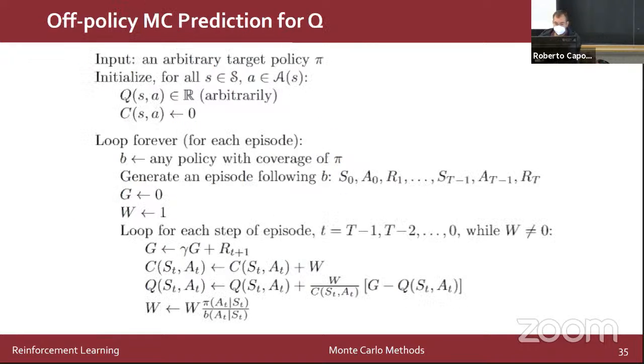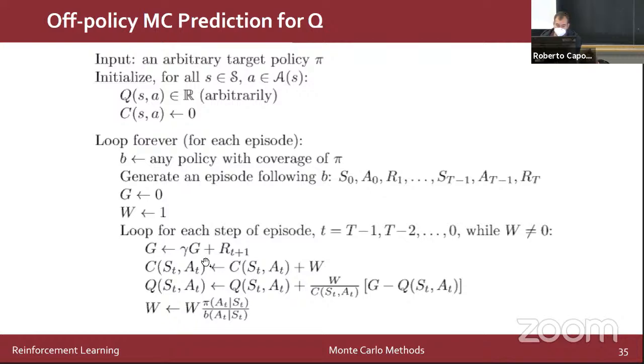So the final pseudocode for this off-policy Monte Carlo prediction is the following. You start, as usual, with a value function Q, which is initialized as you want, and then you loop until convergence by following a certain behavior policy, where the coverage assumption is respected. By following this policy, we generate an episode, a trajectory, and then we initialize our returns to 0 and our weights to 1, and then we loop until the end of the episode.